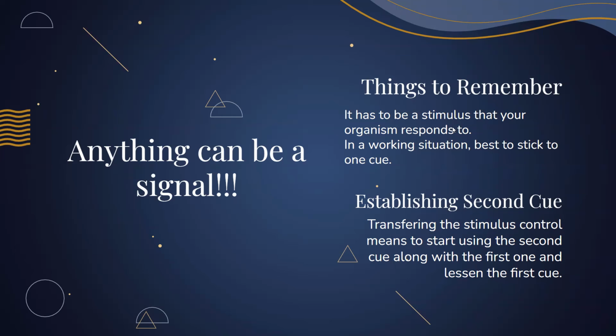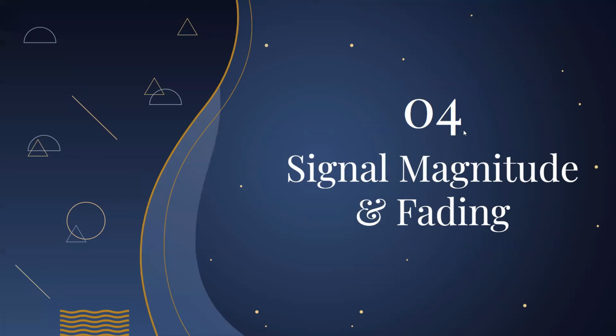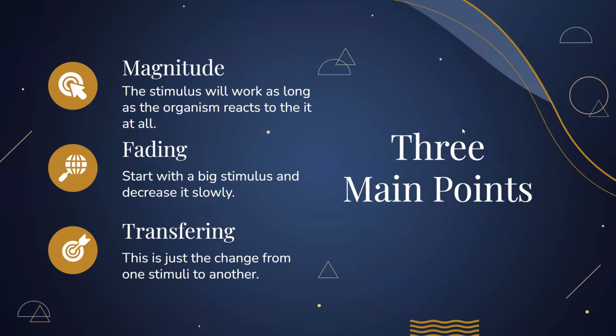And establishing a second cue is usually transferring the stimulus control and starting to use a second cue along with the first one. And when you're using it along with the first one, you might want to lessen the first cue that you are using. And number 4, this is the last one, signal magnitude and fading. There are 3 main points of this. Magnitude can be at any magnitude, the stimulus will work as long as the organism reacts to it.